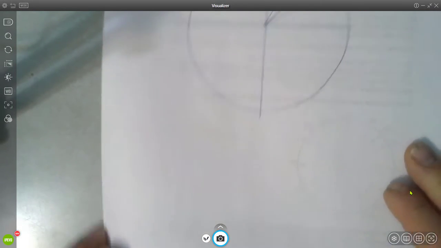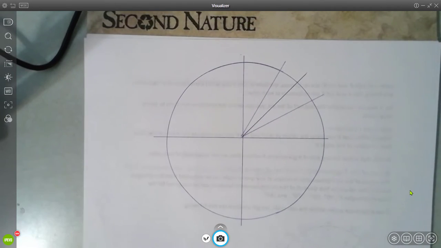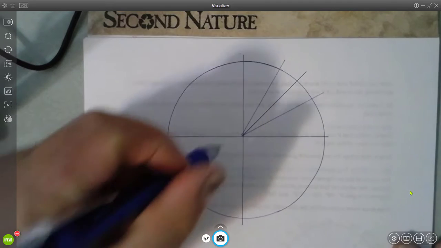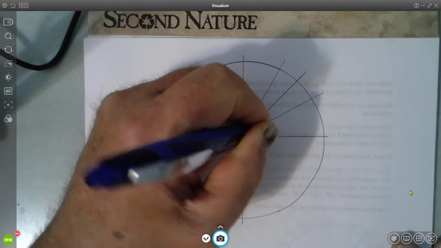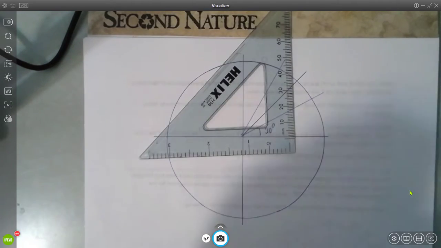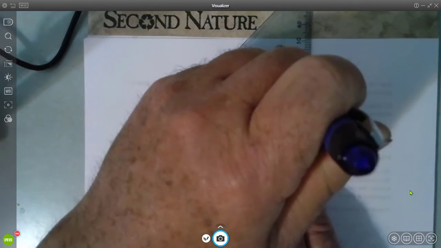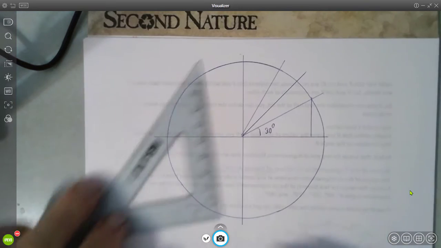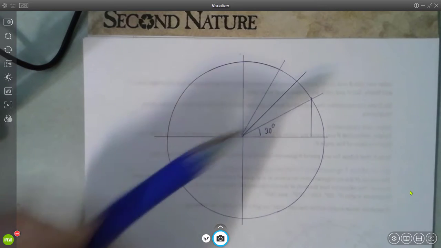Now, I have drawn a very much larger picture here so that we can see what's going on a little bit. So what we're thinking of right now is the case of 30 degrees, and we are going to draw a line that's perpendicular to the x-axis and cuts through that point of intersection between the 30-degree ray and the circumference of this circle.